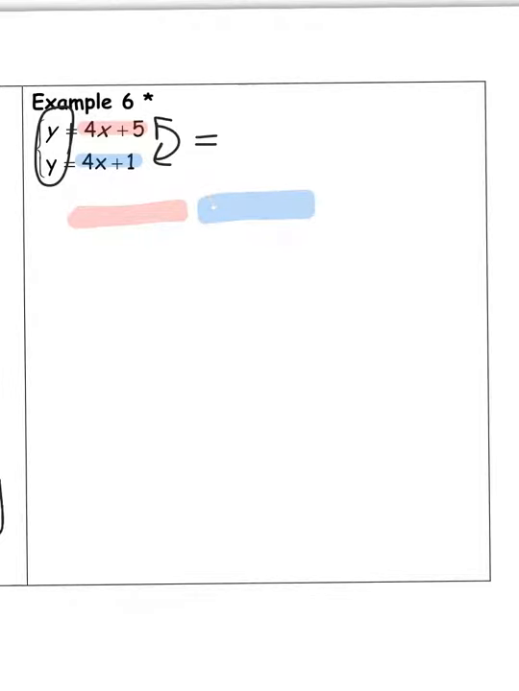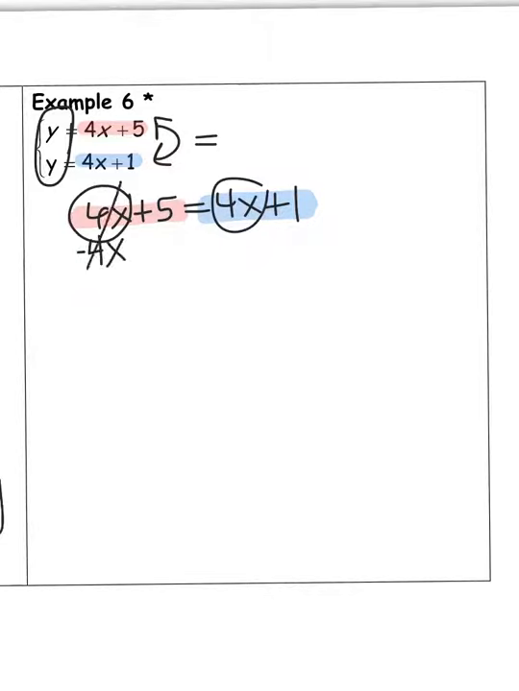So just setting this up, I'm going to put 4x plus 5 here equals 4x plus 1 in blue. All right, when you go to solve this, I have x's on both sides. So subtract 4x, cancels, and also subtract 4x, and this also cancels. We have on the left 5, on the right 1.